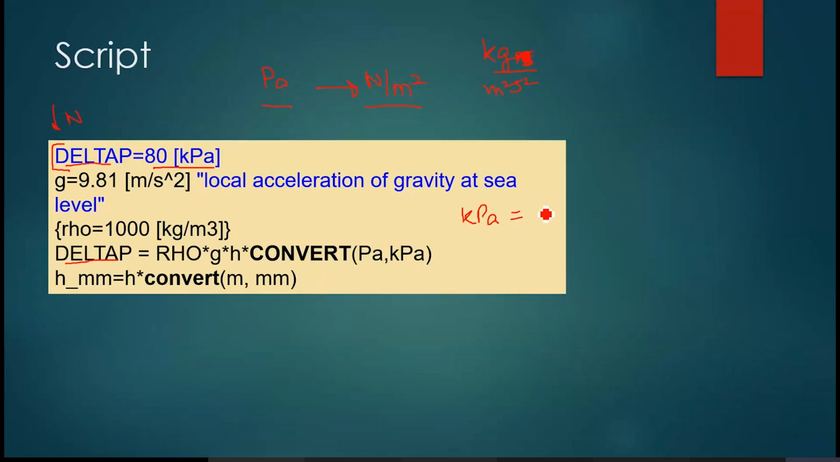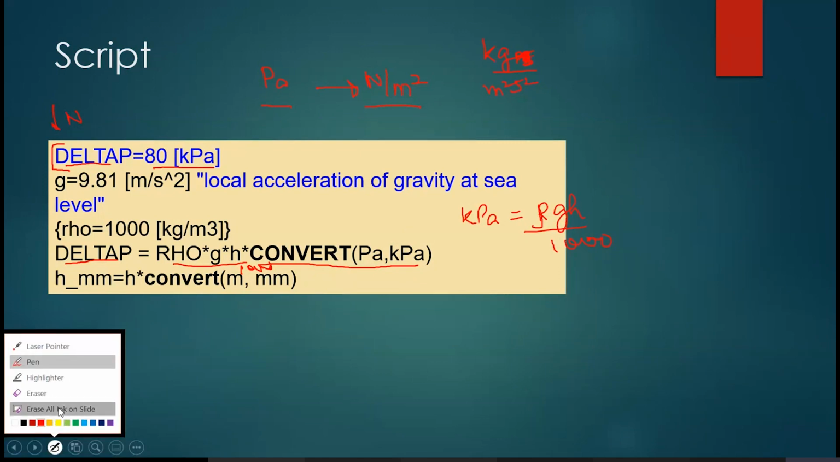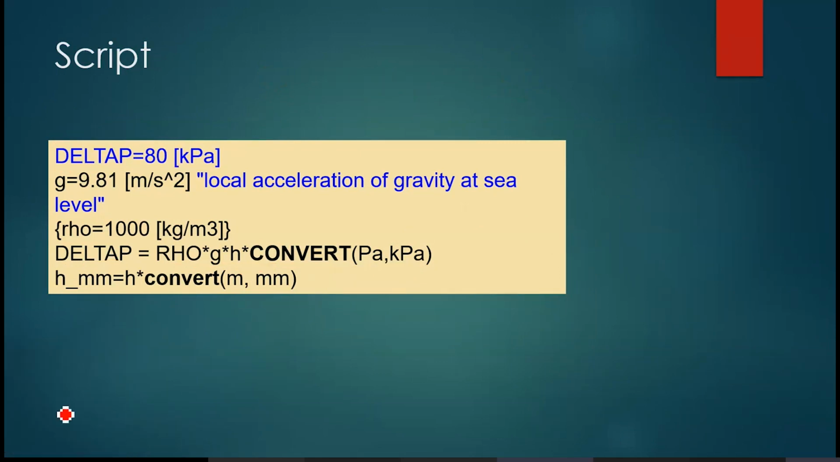All right. So the bottom line is, once you are writing something in kilopascal on one side of the equation, either you write rho or density gh divided by 1000. You can write in this way, or you can write in this way, convert Pascal to kilopascal. This essentially means that you are dividing this equation by 1000. All right. Is it clear? Yes sir. All right. Moving on.